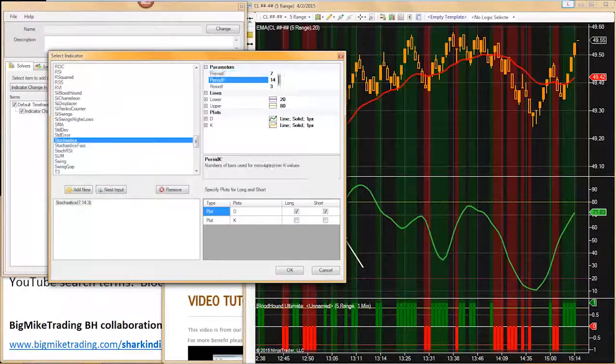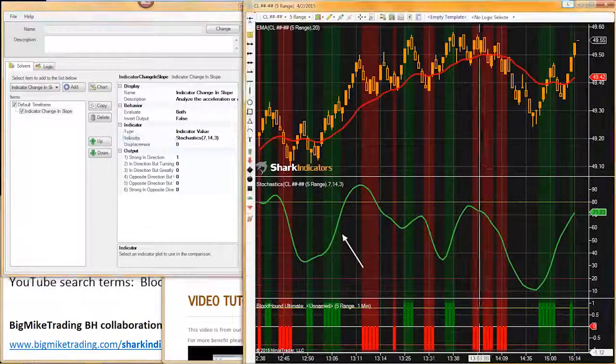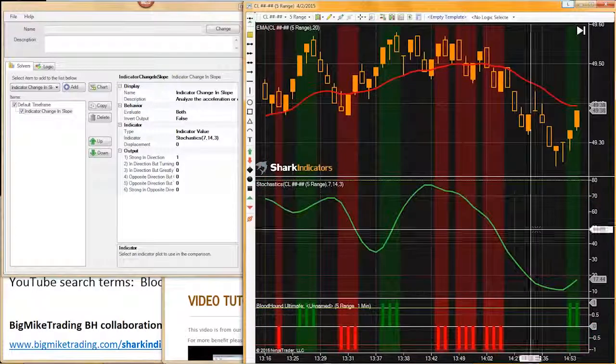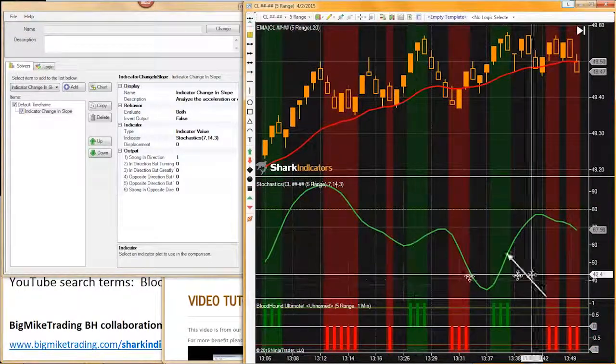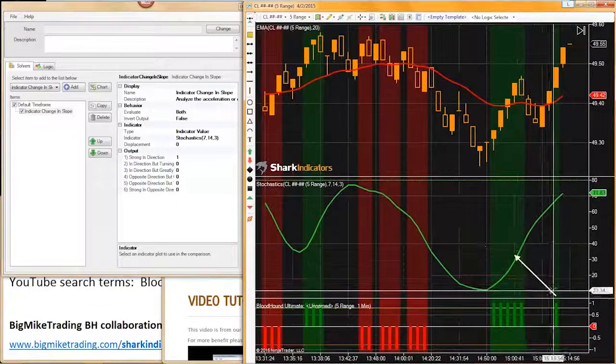Alright, so we're just going to use the 7, 14, and 3. That's what's on the chart, and we're looking at D. The D is what we're seeing, the green line on the chart. Let me stretch this out here. Yeah, so there we go. We've found a good illustration spot here.